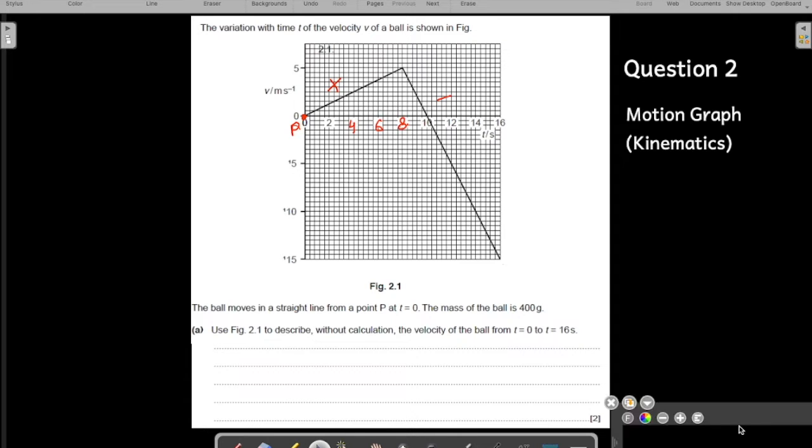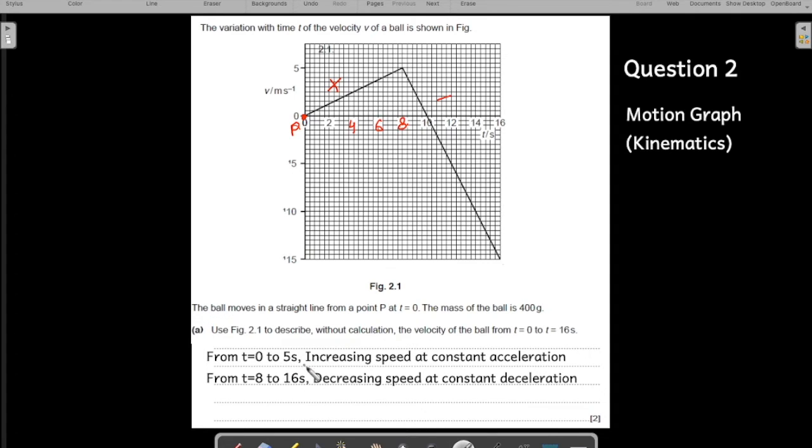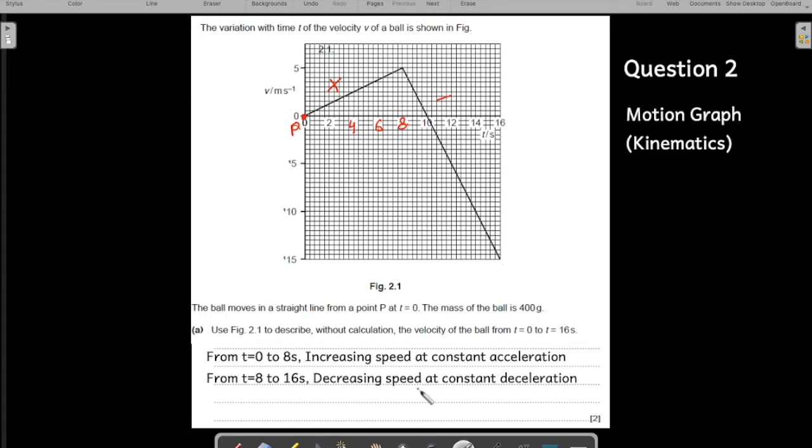Here we have the answer written for you all. From 0 to 8 seconds, it is an increasing speed at constant acceleration. It is a constant acceleration from 0 to 8. And 8 to 16, it is a decreasing speed at constant deceleration. It is a 2-mark question. You are given 2 valid points. You will get 1 mark for each point and you'll score 2 marks. 1 mark here and the next mark here.